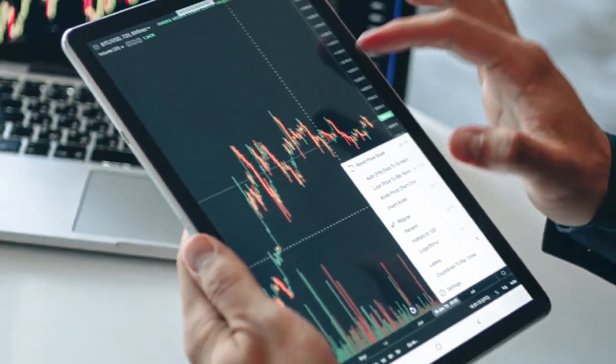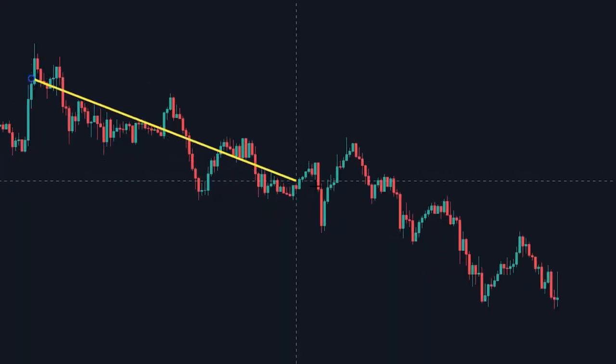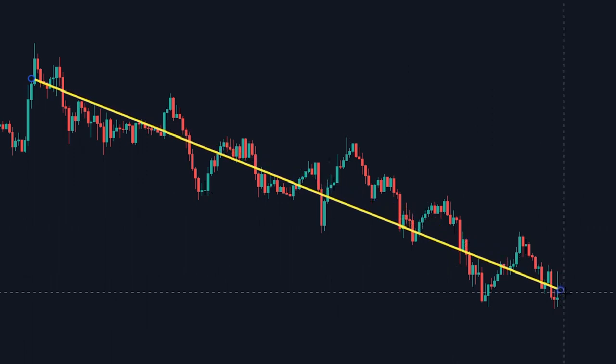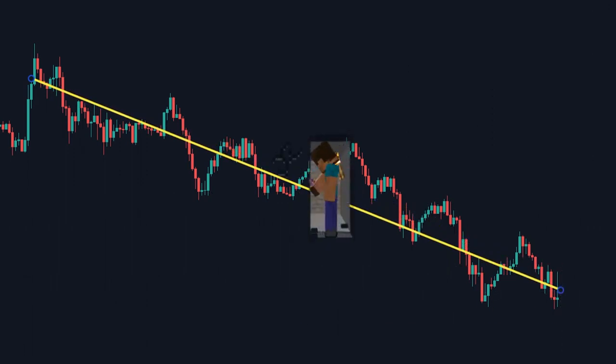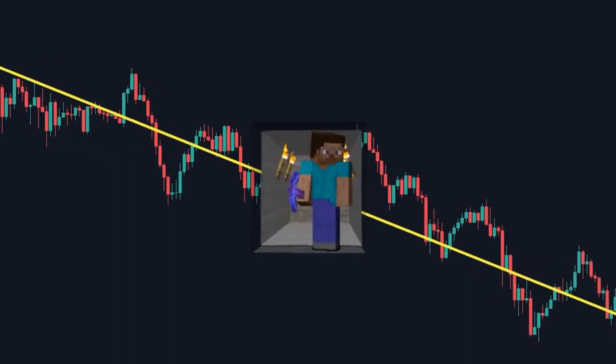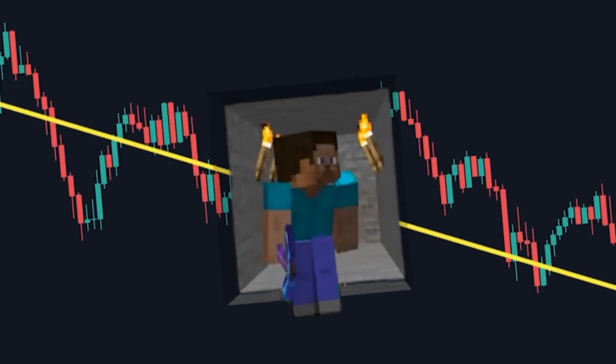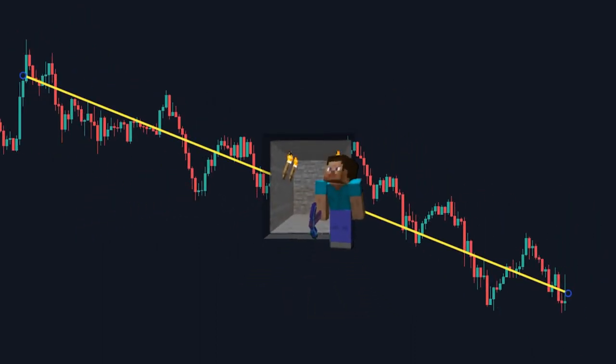To first understand this strategy, we first have to dig deep and understand the trend of the chart. See what I did there? I said dig deep, and it's Minecraft. God, I spent way too much time on this.